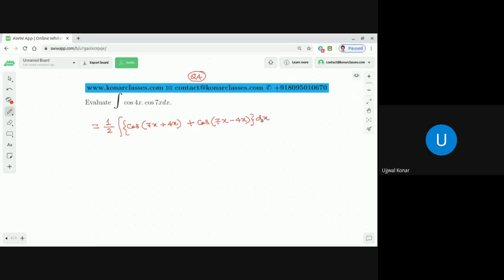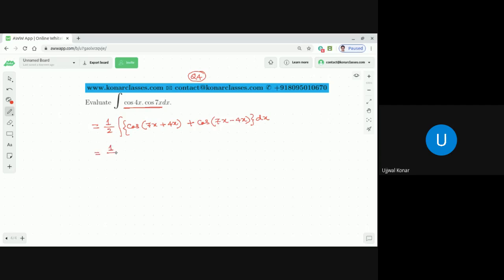And if you recall, in the method of transformation of trigonometric functions, what we have learned is that if we have a function which is not directly integrable, that is cos 4x into cos 7x, then our target should be to transform that function, or express that function, as a sum or difference of trigonometric functions, correct or not? That's what we have achieved here.